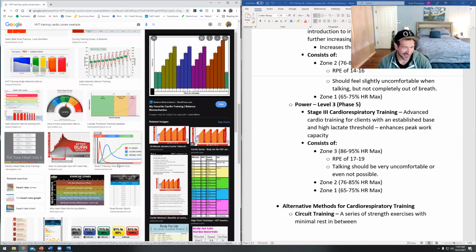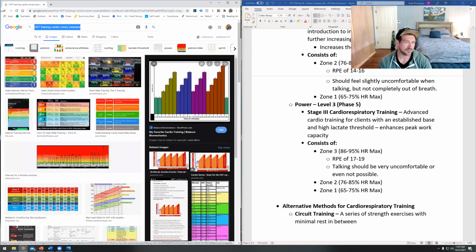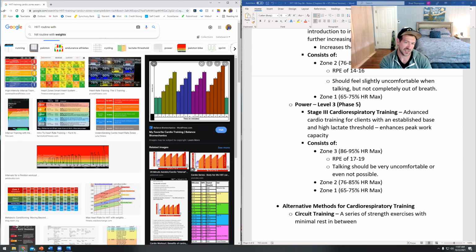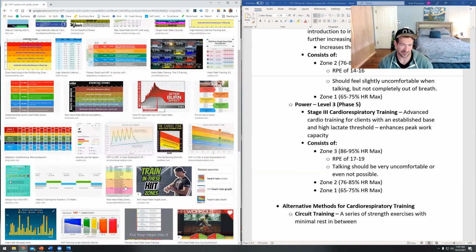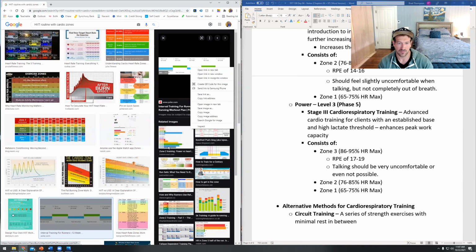Trying to find somebody's HIIT routine. No, not quite finding a visual aid that I'm super happy with, but basically it would look something kind of like this, right? You take yourself up into those different zones every time.